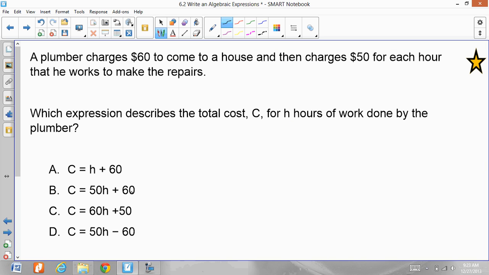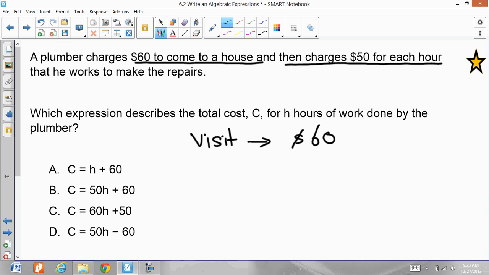So this question is also an FCAT style question. You want to pause the video, read the question, and all the 3 questions that you saw, you might want to go back to it and understand it one more time. And everything must be in your notebook. So the plumber charges $60 to come to the house, just to visit. He is asking $60. And then he is charging $50 for each hour.